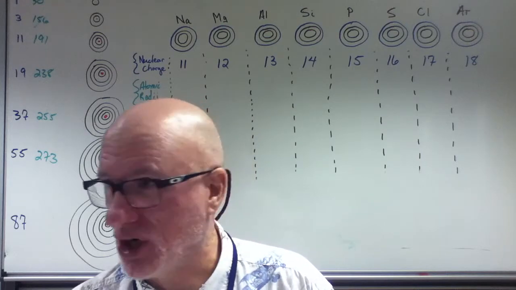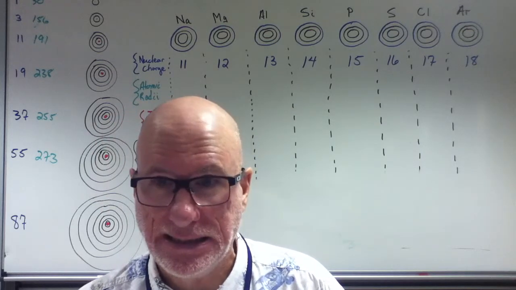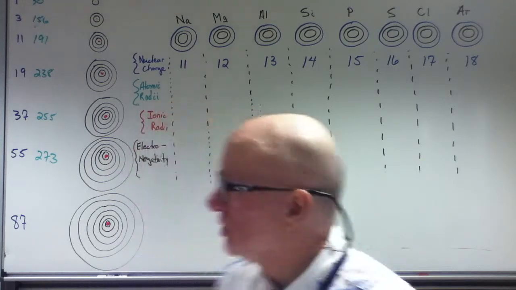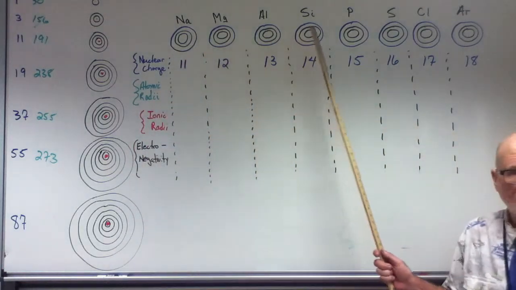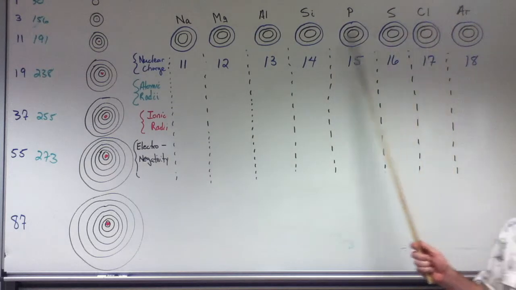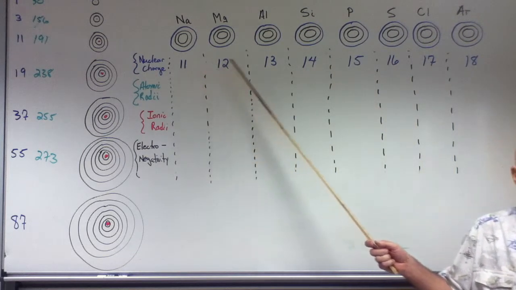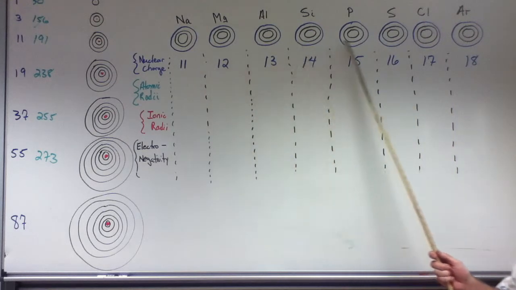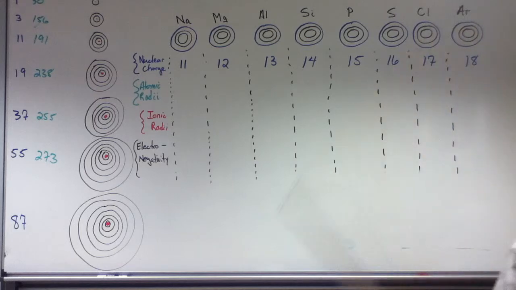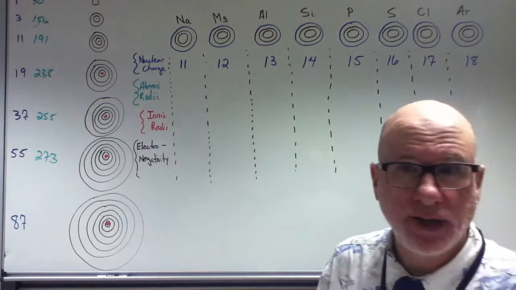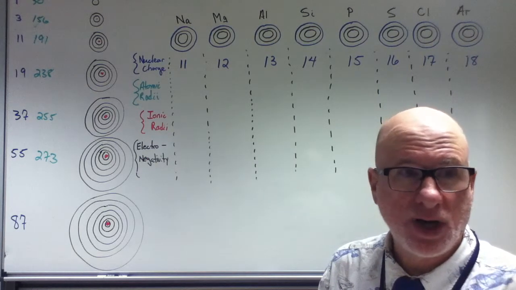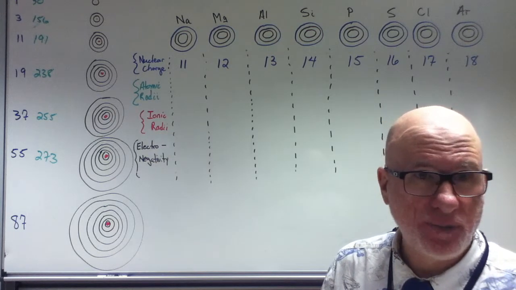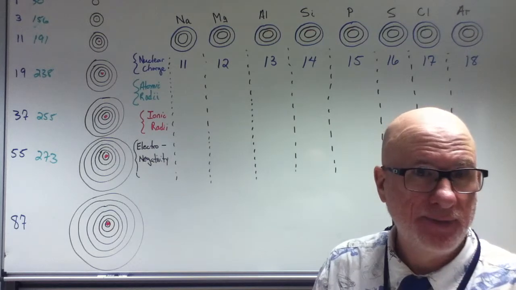What's the valence shell of sulfur? 3. And chlorine? 3. Argon? 3. It's all the same valence shell, isn't it? Yes. So if I ask you about the shielding effect, is there an increase going from left to right across the third period? No. So is the shielding effect constant going from left to right across a row or period, specifically the third period? It's constant, right? Okay, good.